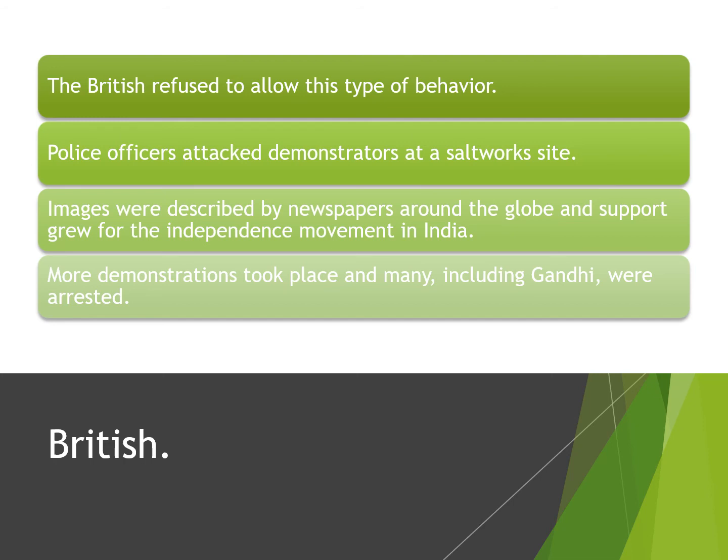Now, I'm sure you've figured that the British were going to refuse to allow this type of behavior. Police officers actually attacked demonstrators at salt work sites. Images were published in newspapers around the globe, and as people around the world began to realize how the British were treating these Indians, who were protesting peacefully and being beaten up and violently abused, support grew for Gandhi and the movement for independence. More demonstrations took place, and many, including Gandhi himself, were arrested as well.